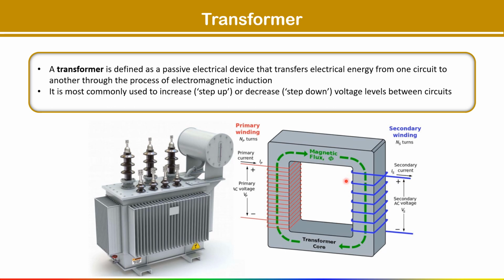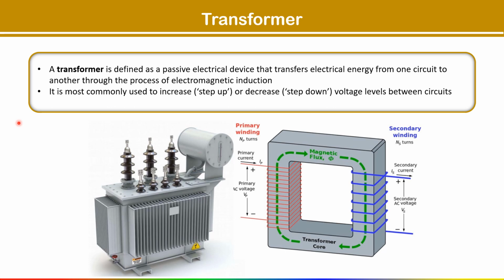Here you can see this is called the transformer core. Transformer cores are typically made of laminated iron or other magnetic material to enhance the efficiency of energy transfer. We have different types of transformer like power transformer, distribution transformer, and instrument transformer. Each and every transformer has its own advantage.